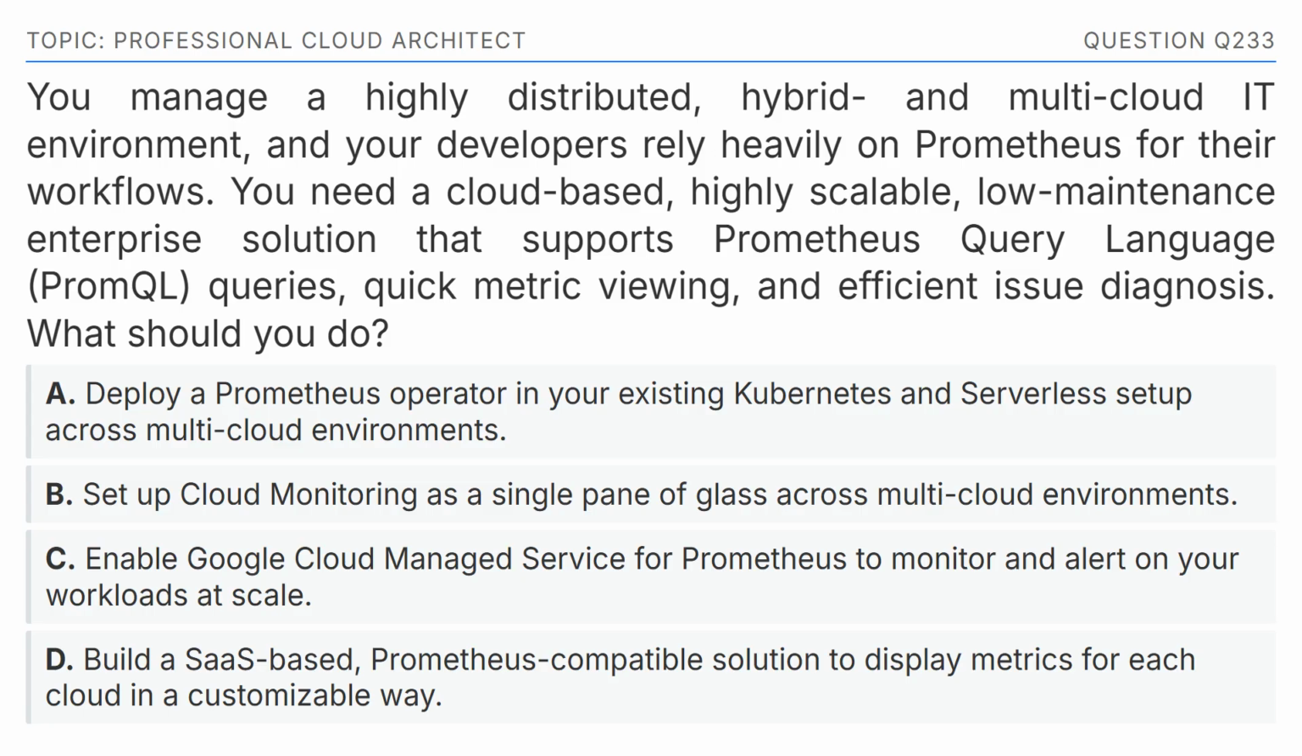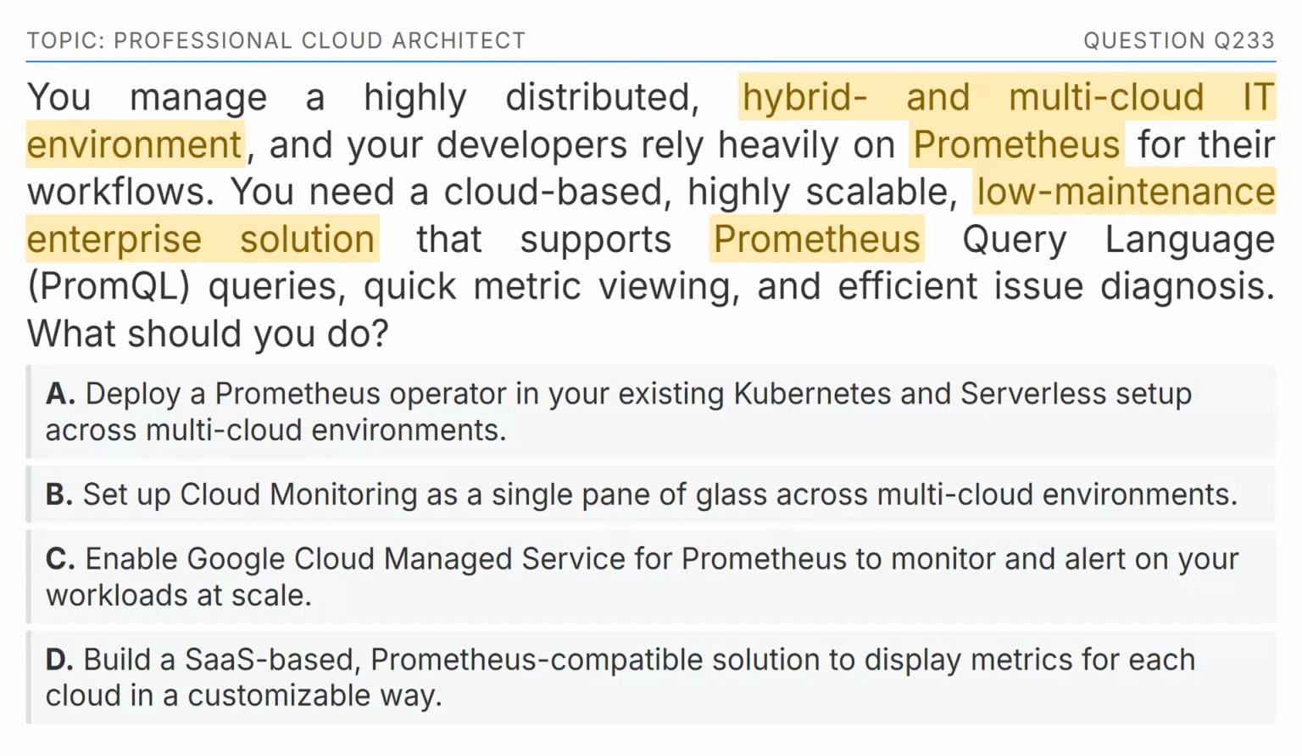The options are: Option A, deploy a Prometheus operator in your existing Kubernetes and serverless setup across multi-cloud environments. Option B, set up cloud monitoring as a single pane of glass across multi-cloud environments. Option C, enable Google Cloud Managed Service for Prometheus to monitor and alert on your workloads at scale. Option D, build a SaaS-based, Prometheus-compatible solution to display metrics for each cloud in a customizable way.